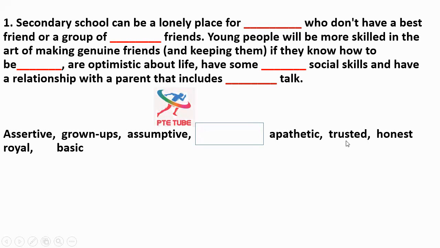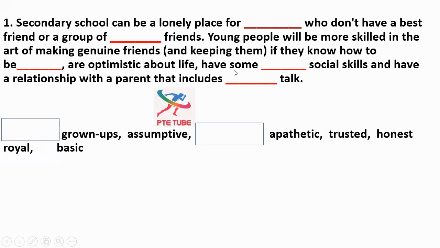How to be trusted? No. How to be honest? No. How to be apathetic? No. Assumptive? How to be assumptive? Okay, but what fits best is assertive. If they are very cautious, then they'll make very good friends. So assertive is done.